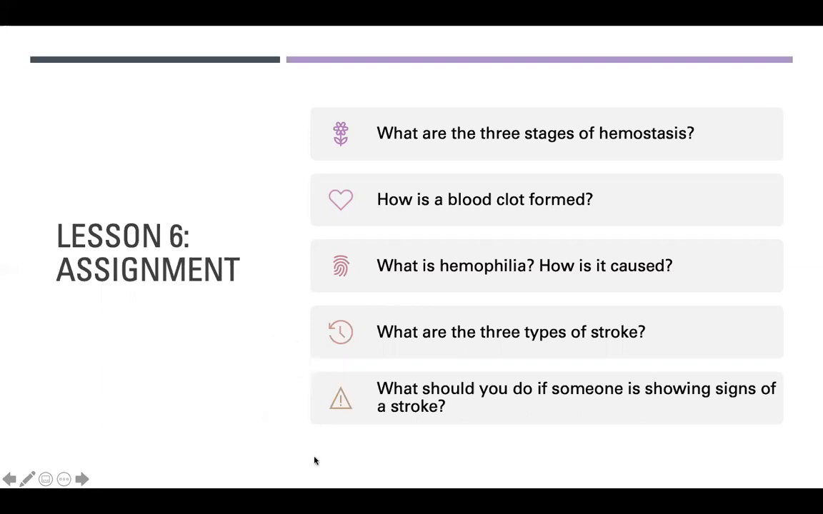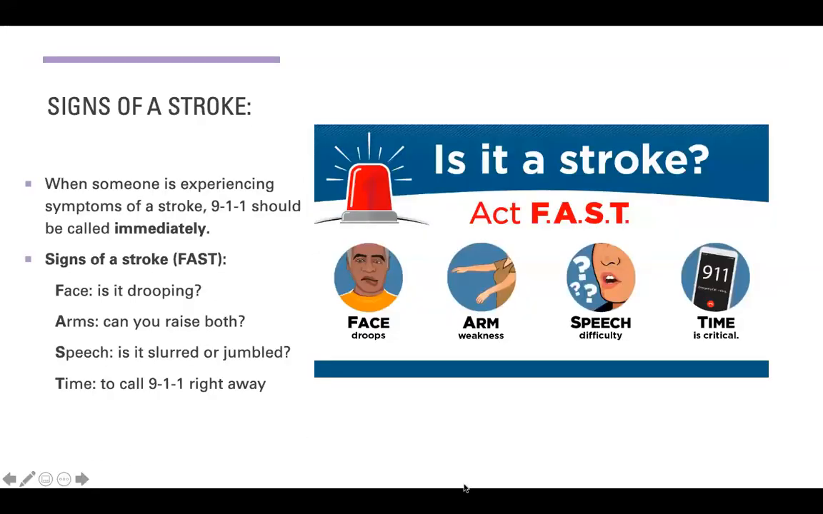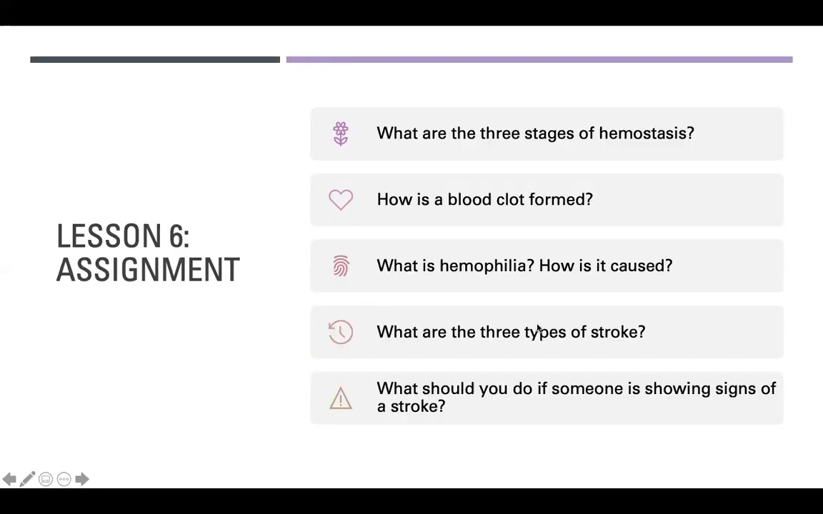And then there's a multiple choice question that is, what should you do if someone is showing signs of a stroke? So it's important to be aware of that. I'll go back to the last slide. I've seen buses in Winnipeg that have the same acronym. So it's just good, you could save somebody's life if you're able to recognize those signs.